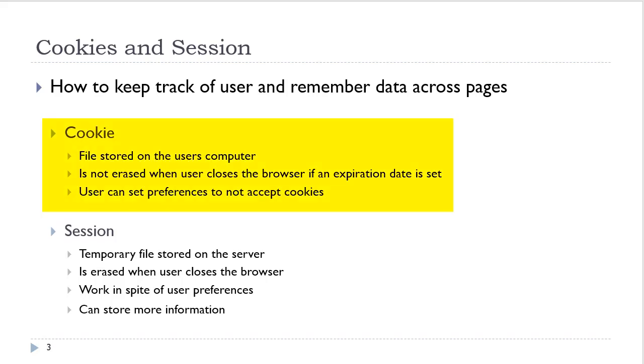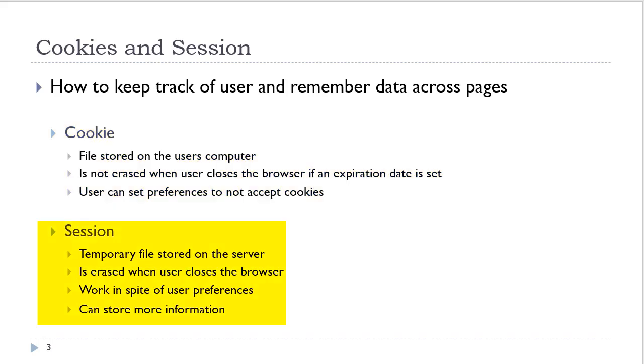A cookie is a file stored on the user's computer. It is not erased when the user closes the browser if an expiration date has been set, which typically it has. However, the user can set preferences to not accept cookies, and therefore this cookie would be in vain.